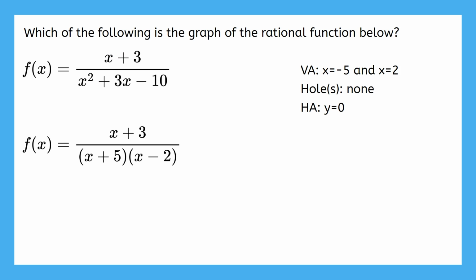Next, we find any x-intercepts. The factor that didn't cancel in the numerator is x plus 3. So we have an x-intercept at -3. Our y-intercept can be found by canceling terms with x in the unfactored form. This will give us positive 3 over negative 10, which is negative 0.3.